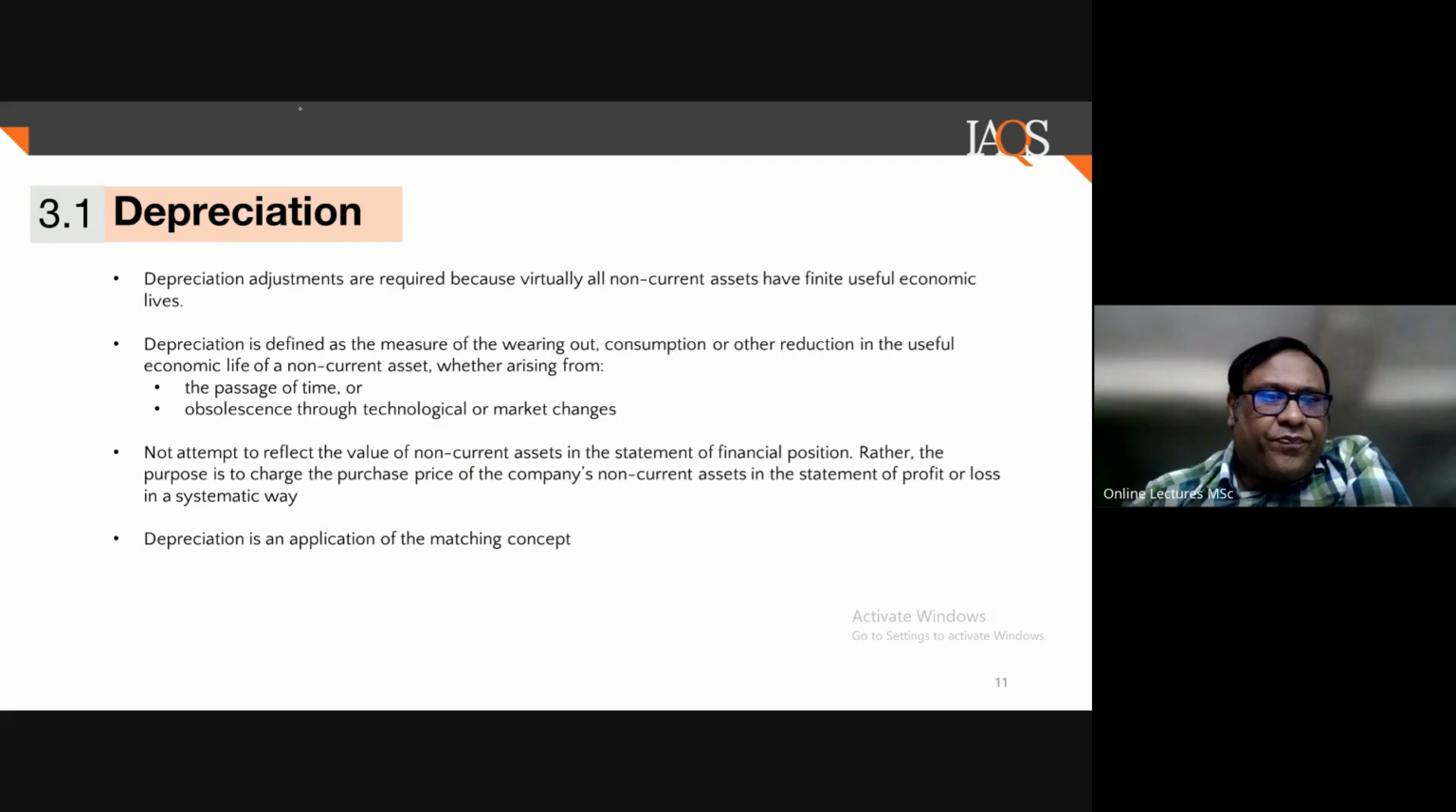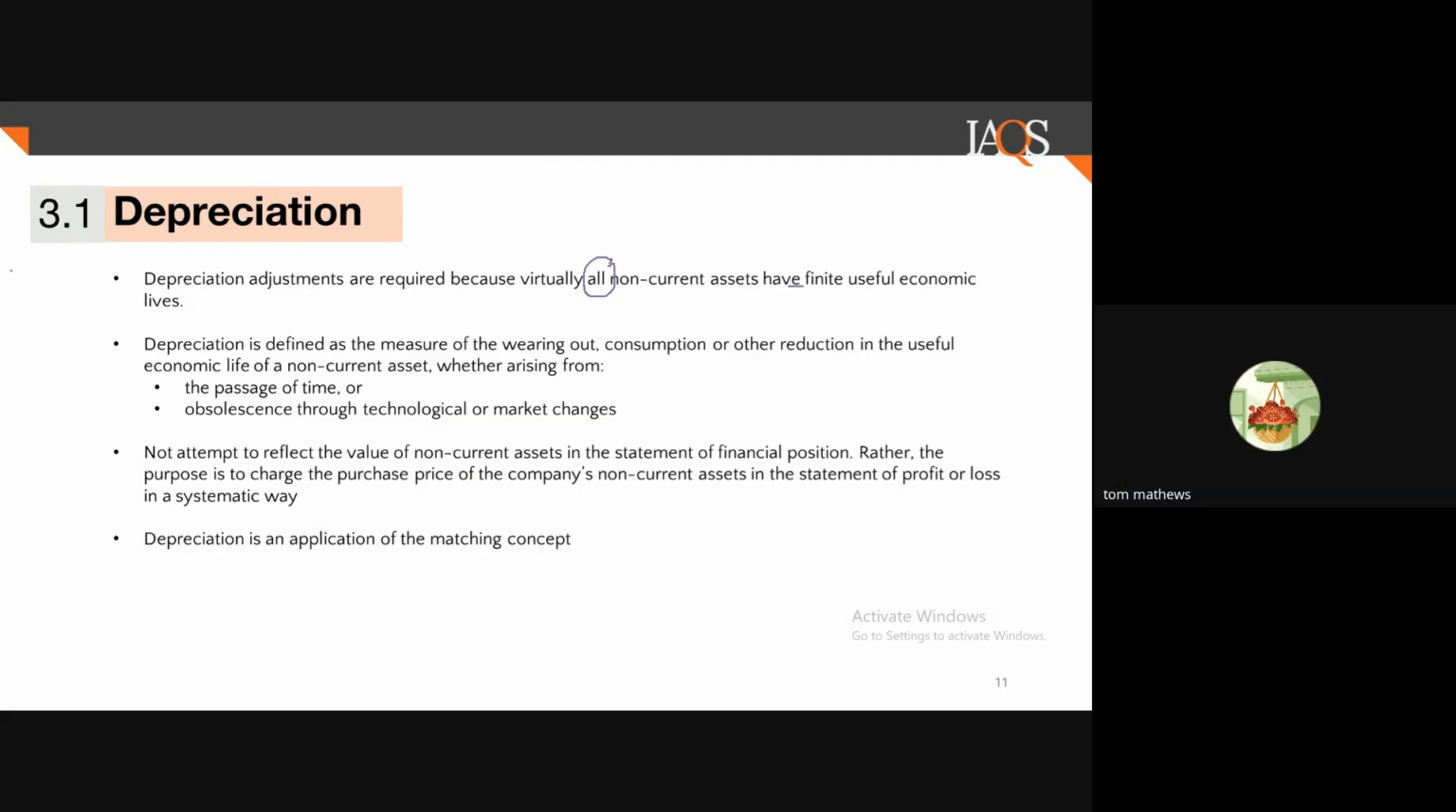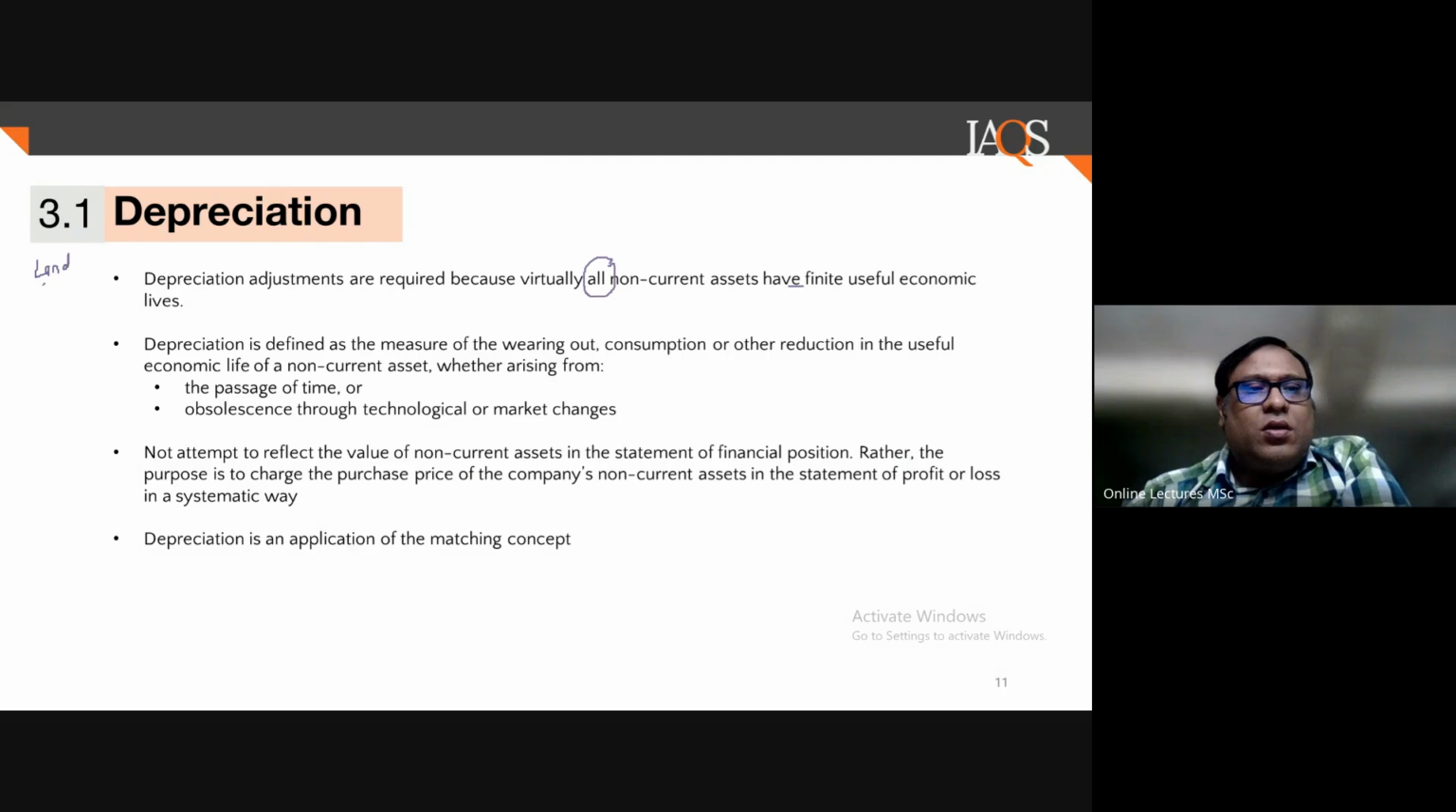Depreciation. Adjustments are required because virtually all non-current assets have a finite life. The exception is, of course, land. Usually we do not use the word depreciation for land, correct? We don't depreciate land. Depreciation is defined as the measure of wear out, consumption, reduction in the value of the non-current asset arising from passage of time or obsolescence through technological or market changes.